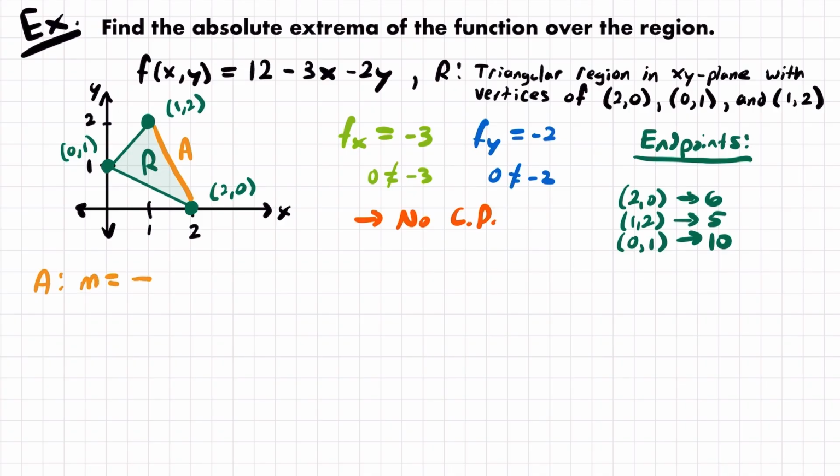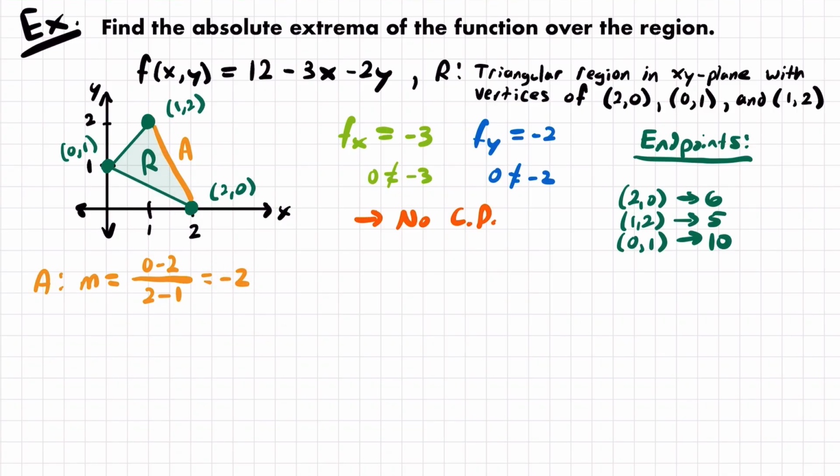Remember that you want to use 2 points in that line and take the difference of the y coordinates divided by the difference of the x coordinates. I'll just let this endpoint be the first point and this endpoint be the second point. So we'll have 0 minus 2 for the difference of the y coordinates that goes in the numerator, and then 2 minus 1 as the difference in the x coordinates in the denominator. So we get negative 2 divided by 1, which is negative 2. That is the slope of this line.